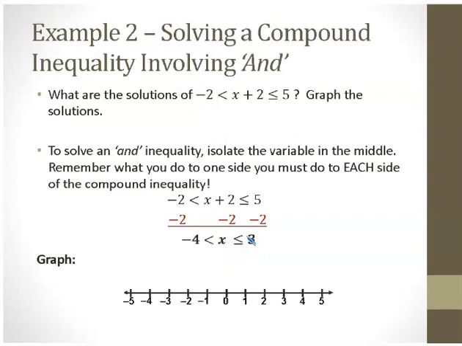So let's draw our number line. We'll put an open circle at -4, the closed circle at 3. And remember, the x, the solutions are in between that. So I'll shade in between. Okay, so hopefully this is starting to make a little bit of sense to you as we go through this.